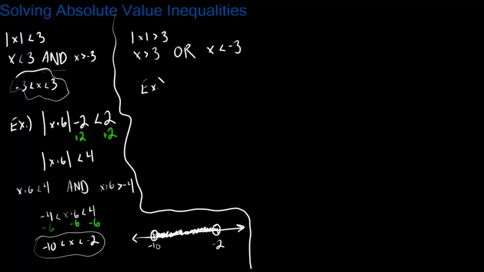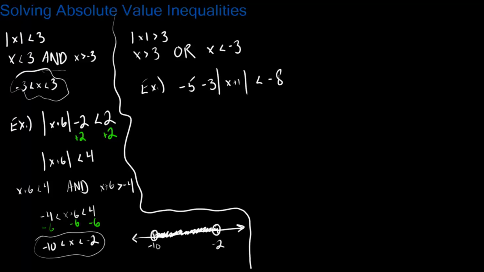So let's say we had this inequality. Let's say negative 5 minus 3 times the absolute value of x plus 1 is less than negative 8. That's a negative 8. I know I'm sloppy. Sorry. Now, just like before, I need to isolate this absolute value.